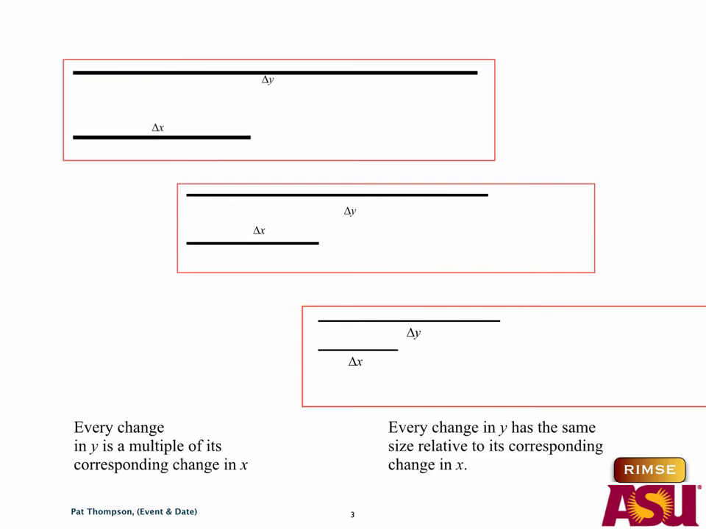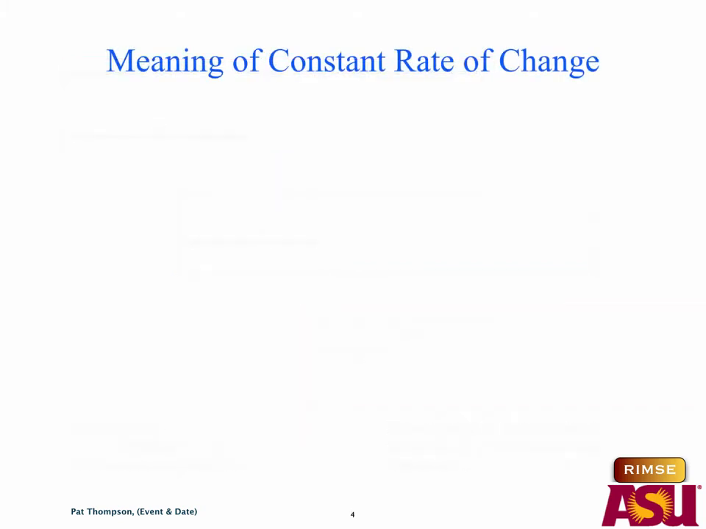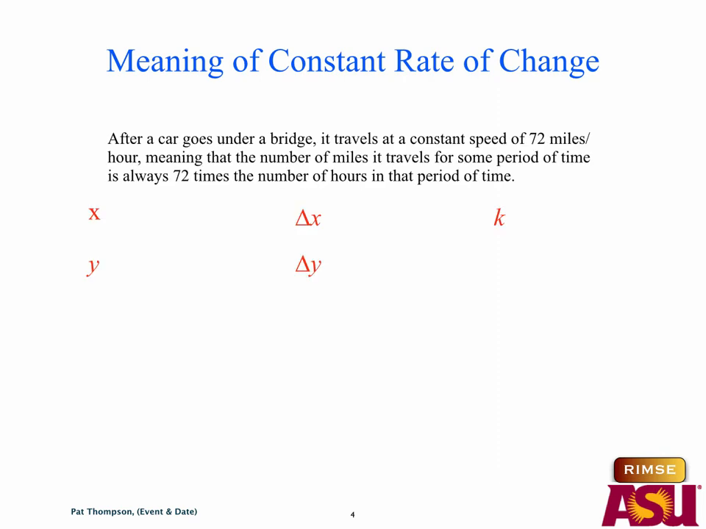Right, okay. So what I want to do now is actually look at a concrete example. So we've got this. After a car goes under a bridge, it travels at a constant speed of 72 miles per hour, meaning that the number of miles it travels for some period of time is always 72 times the number of hours in that period of time. Okay, so what I want you to do right now is identify x, y, delta y, and k in this scenario. You can talk to a neighbor if you want.